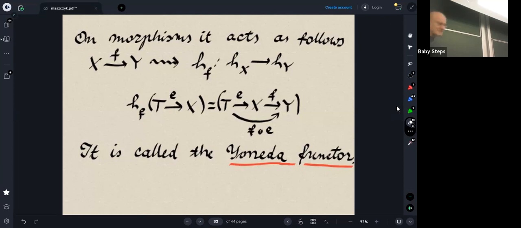And this is given by a very simple recipe of post-composing this E with this F, or pre-composing with this F. And this is a very important functor, which is called the Yoneda functor.